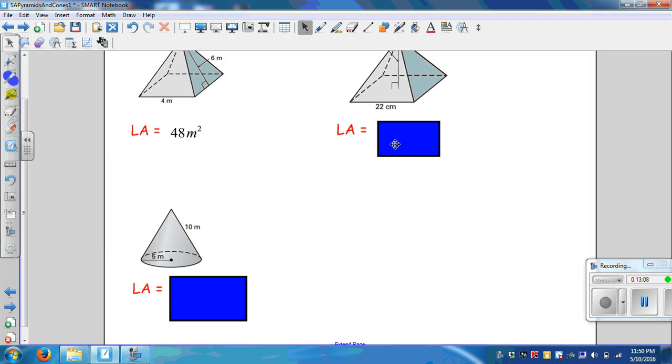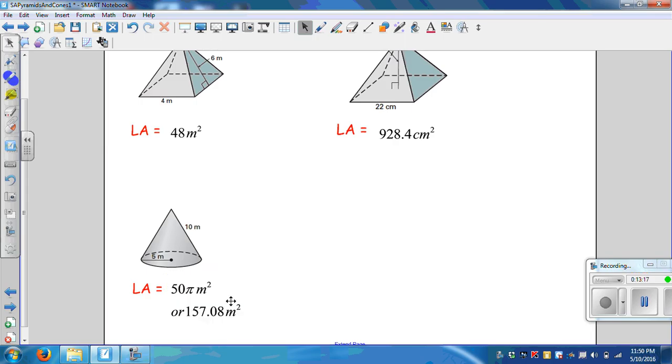First one is 48 meters squared. Your second one is 928.4 centimeters squared. And your third one, it's 50 pi meters squared, or you can also write 157.08 meters squared. This concludes the lesson for surface area of pyramids and cones.